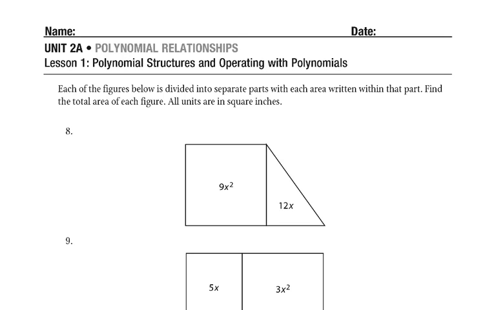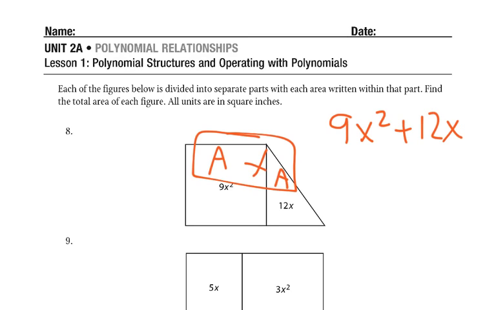Okay. Now these last couple, it says each of the figures below is divided into separate parts with each area written within that part. So here's our areas. Okay, the area of the square would be 9x squared. The area of the triangle is 12x. Okay, it says find the total area of each figure. All units are in square inches. So, when we have areas of two separate things, to get the area of the whole thing, we simply add them. So we get 9x squared plus 12x. Can we simplify that? No, but that's what our area would be if we knew what x was.